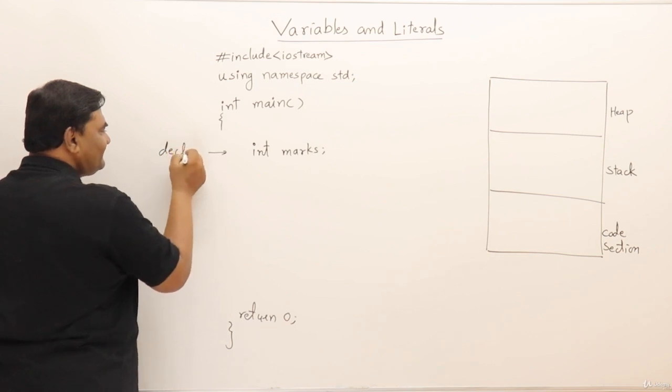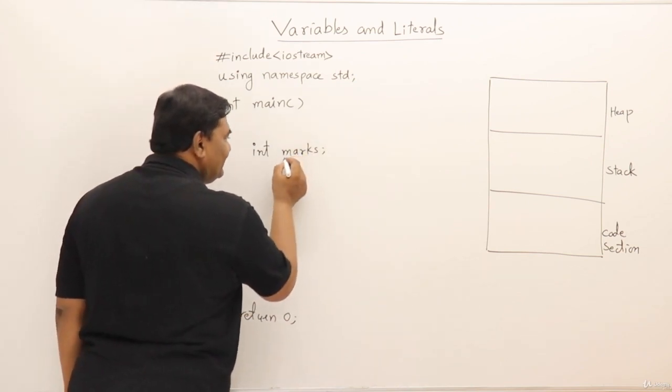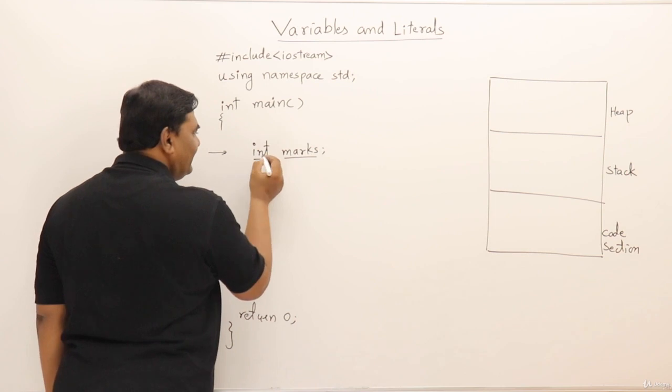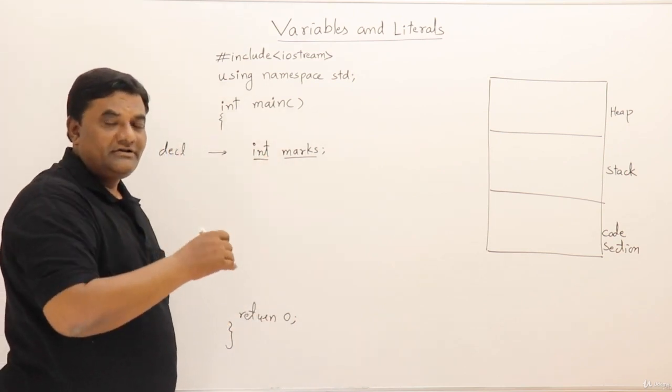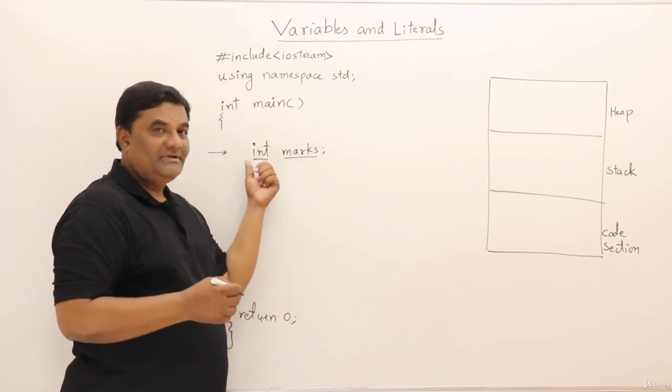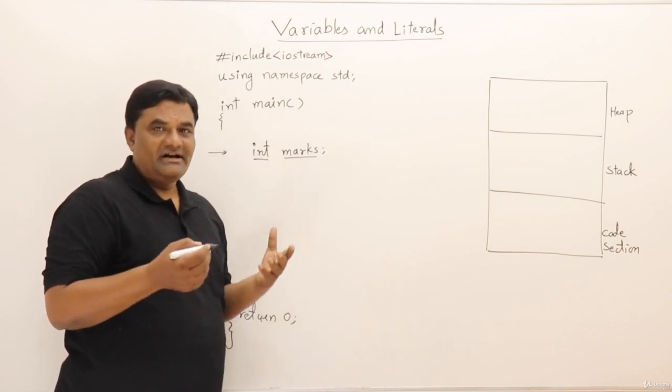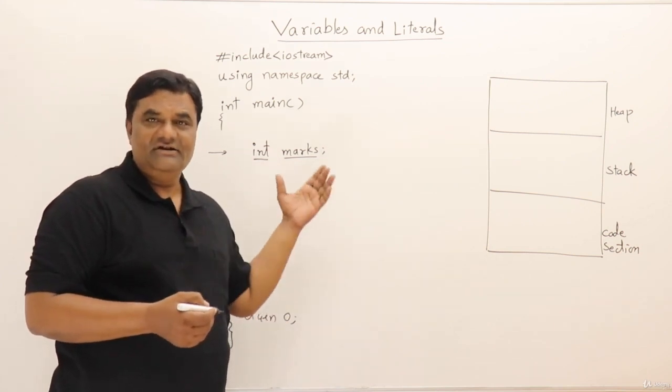So if you write like this, then this is a declaration of a variable. This is the variable name and this is the data type. What type of data you are going to store, based on that you can mention a data type here. Suppose marks are in integer form only, so I have declared int.